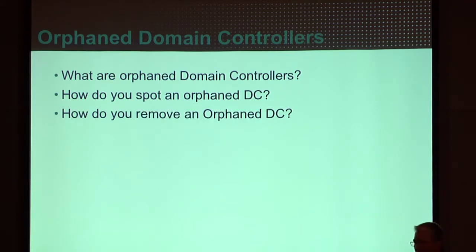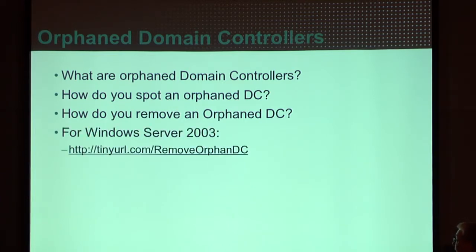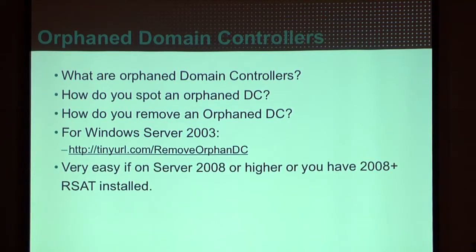So how do you remove an orphan domain controller? Well, if all you've got are 2003 servers, Microsoft has a nice article with 20 steps that you can go through. I've done this a couple of 100 times. It takes me about 5 minutes. For most people, it can take them about 20 to 30 minutes to remove an orphan domain controller because there's a lot of steps that you got to go through. But it's very easy if you're on Server 2008 or higher, or you have the 2008 plus RSAT tools installed.